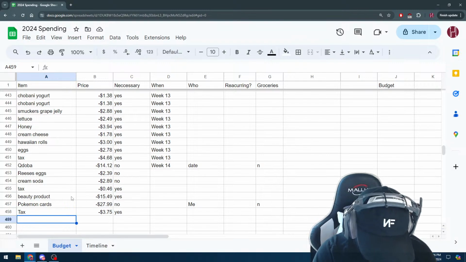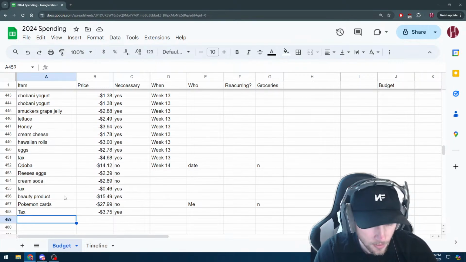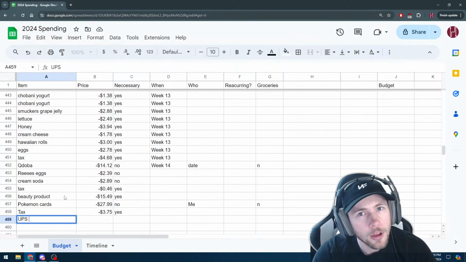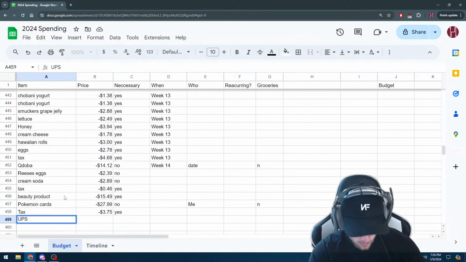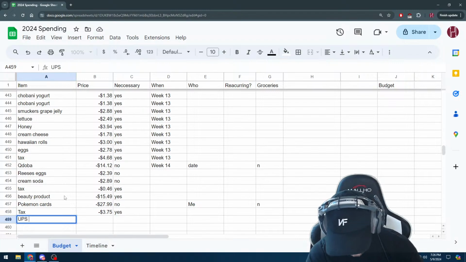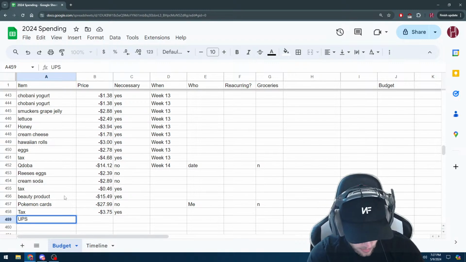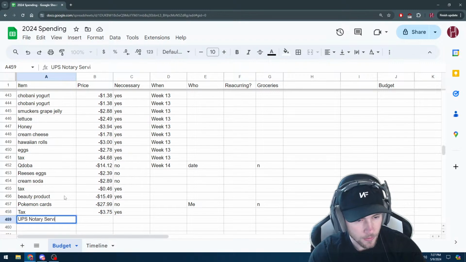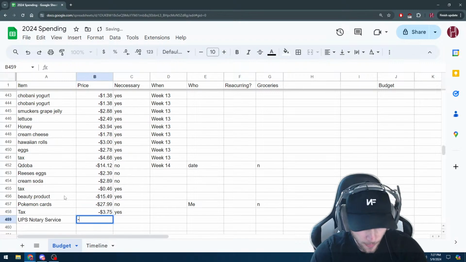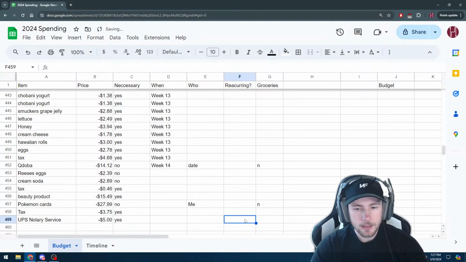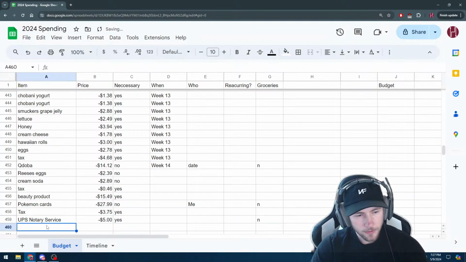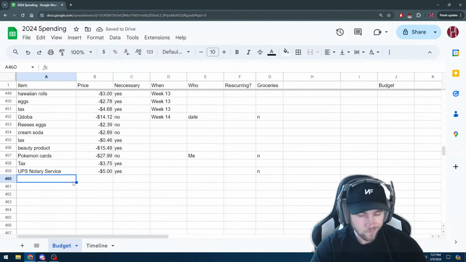And okay, yeah, the UPS. What were we doing here? What's that called? It just says other service. Notary. That's what we're doing. UPS notary. $5. We did need to do it. It wasn't groceries. It was for car stuff.